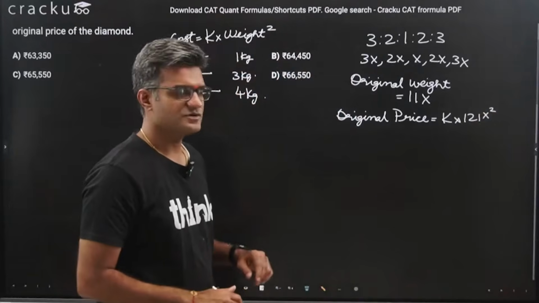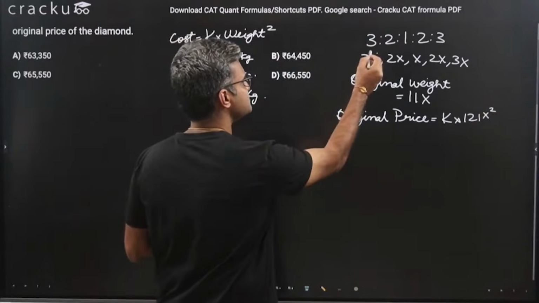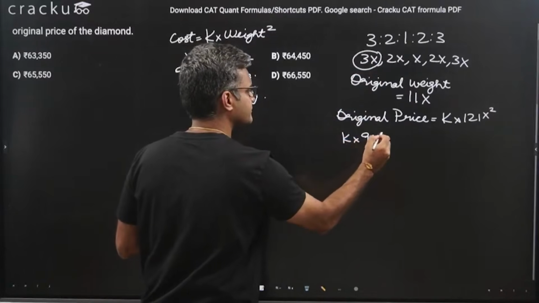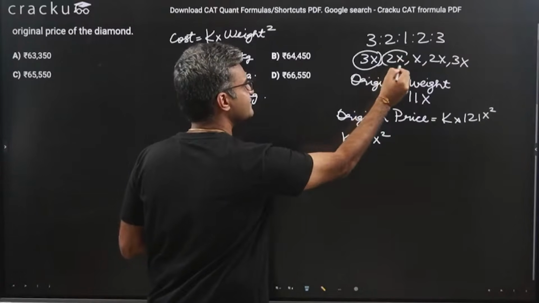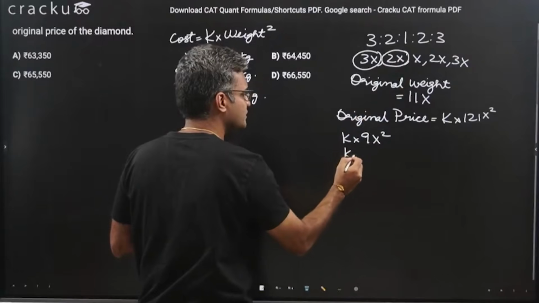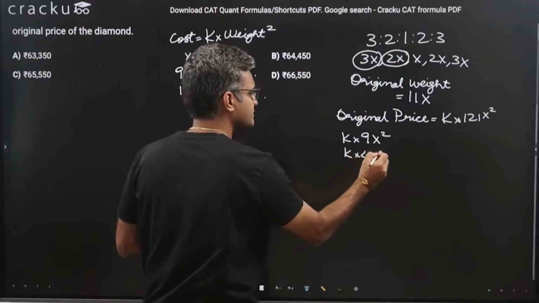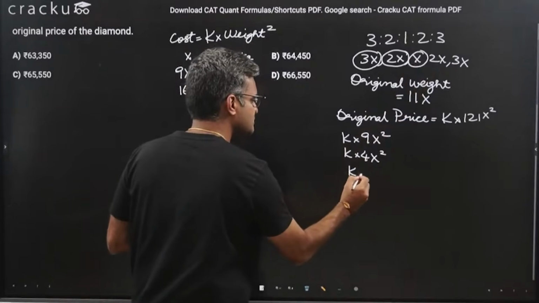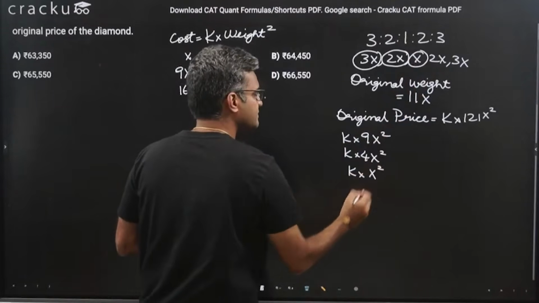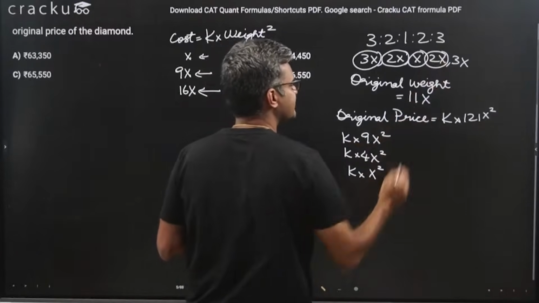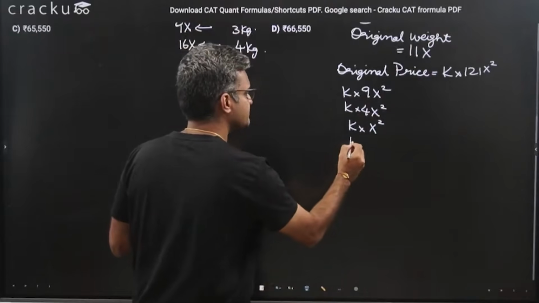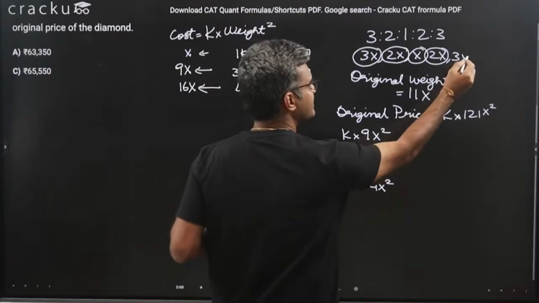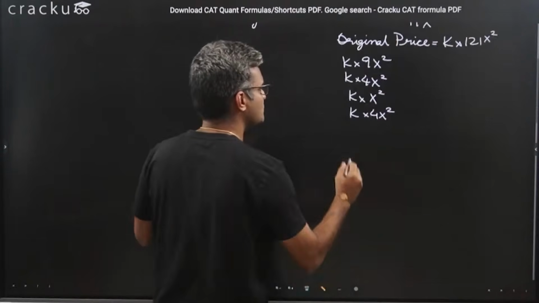And what is the new price of each of the individual ones? The price of this 3x will be k into 9x square. The price of this diamond of weight 2x is k into 4x square. The price of this diamond which is x is k into x square. The price of this diamond which is of weight 2x is k into 4x square. And the price of this diamond whose weight is 3x is k into 9x square.